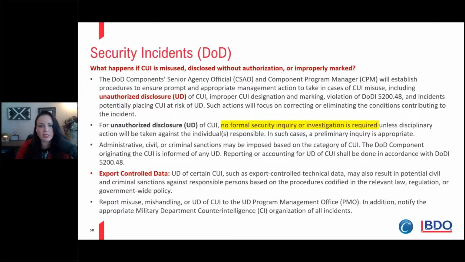So any security incidents, what happens if you have unauthorized disclosure?